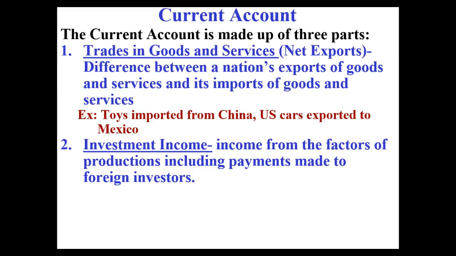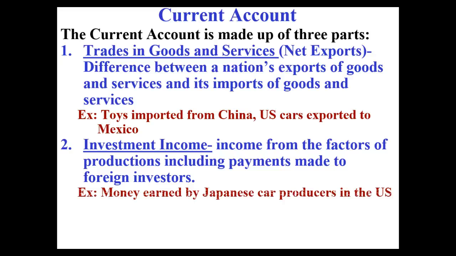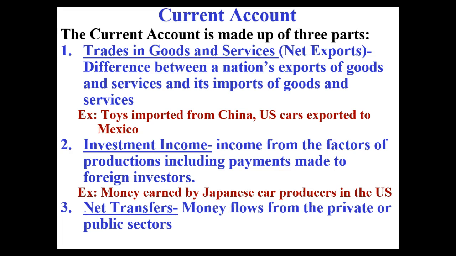There's also the investment income. Income from factors of production, including payments made to foreign investors. And vice versa, there's to us. And then the last one, net transfers. This is money flows from the private or public sectors. So when little Fidelito sends back money to Mexico, net transfer. When we give official assistance to like Haiti after the earthquake, net transfer.